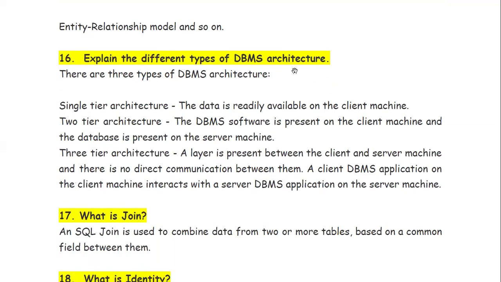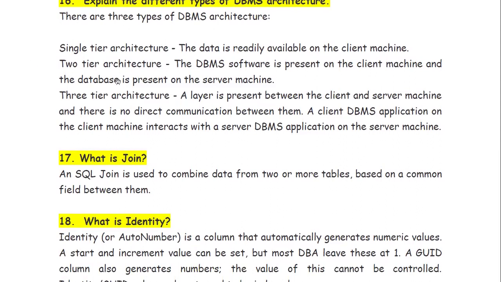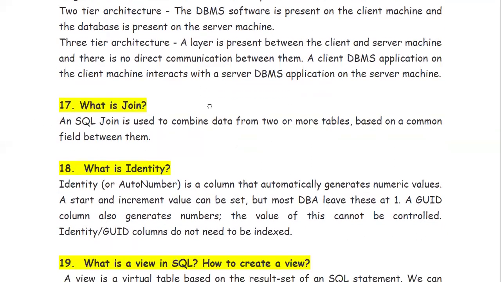Now, what are the different types of DBMS architecture? Different types of architecture exist, like single tier architecture, where data is readily available on the client machine. Two-tier architecture: DBMS software is present on the client machine and the database is present on the server machine. Three-tier architecture: a layer is present between the client and the server machine, and there is no direct communication between them. A client DBMS application on the client machine interacts with a server DBMS application on the server machine. So in the case of three-tier architecture, a layer exists between the client and server machine.